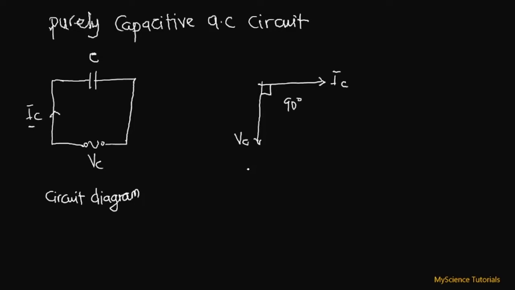Now if that is the case, there should be a way for us to find the opposition to the flow of current in this particular circuit. In the capacitive AC circuit, the opposition to the flow of alternating current is what we call the capacitive reactance, which is denoted by XC.